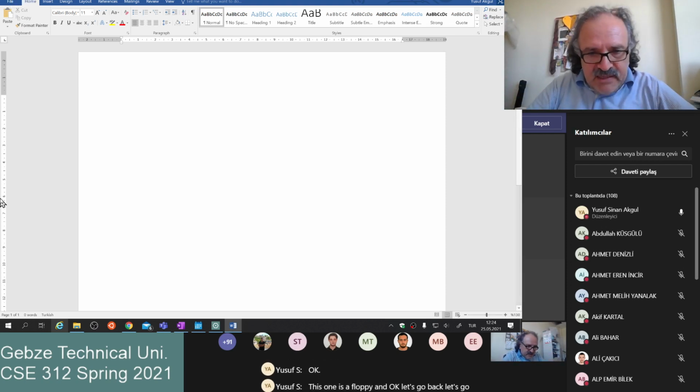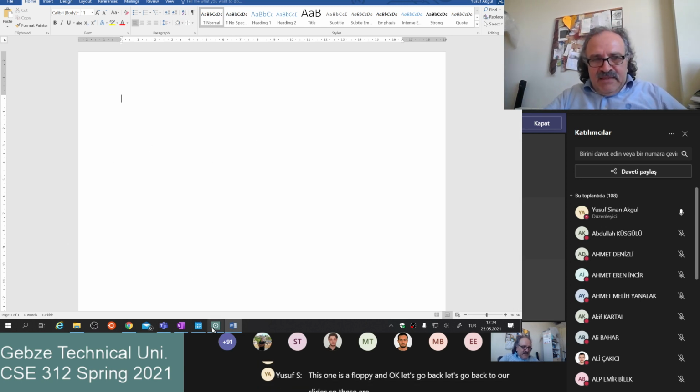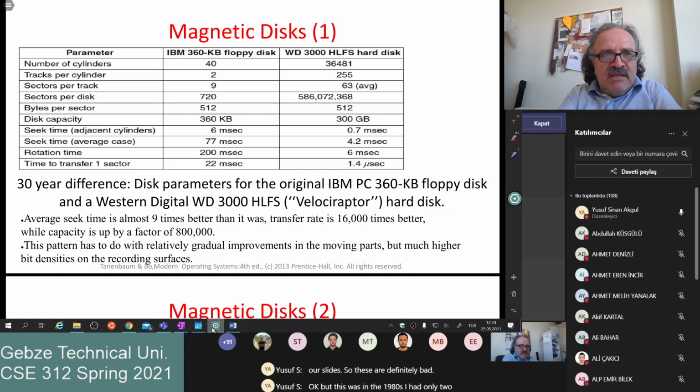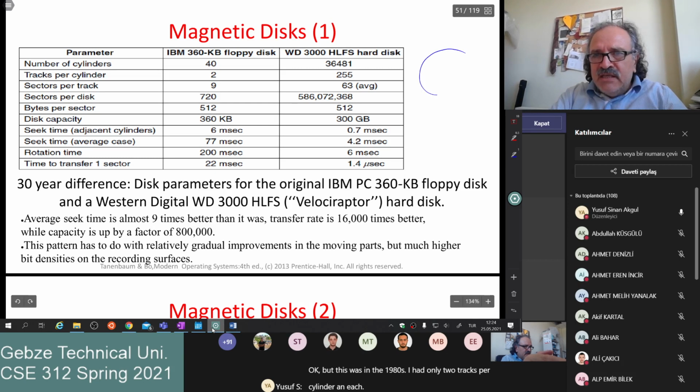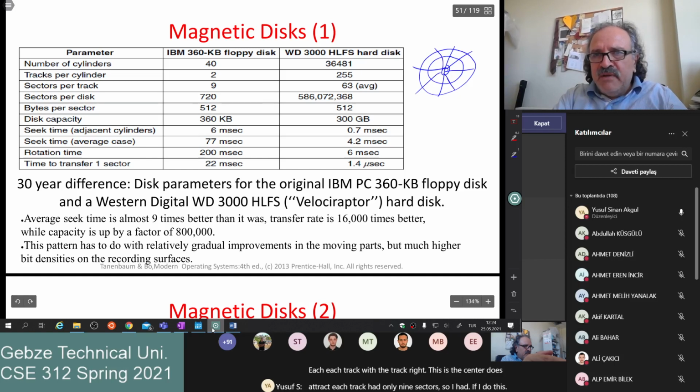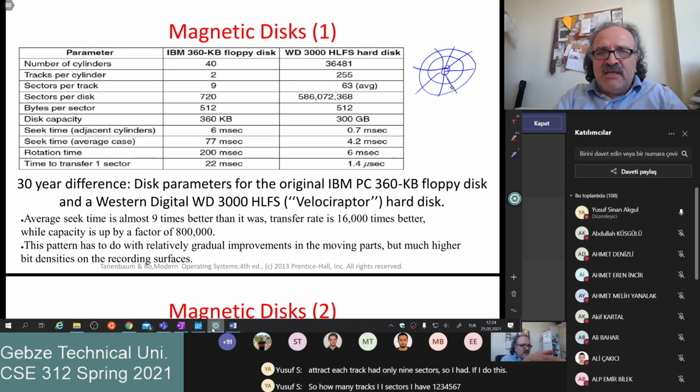So these are definitely dead. But this was in the 1980s. It had only two tracks per cylinder, and each track, this is the center, this is a track. Each track had only 9 sectors. So how many sectors do I have? 1, 2, 3, 4, 5, 6, 7, 8 sectors for this one. And tracks per disk is 720.